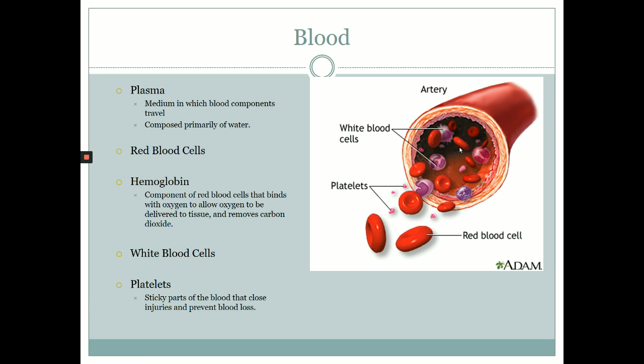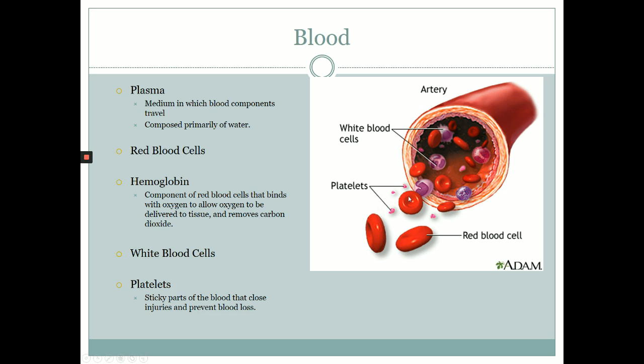Plasma makes up roughly 55% of blood volume. Plasma is comprised of mostly water and is what blood flows in. Red blood cells make up 40% of blood volume and are responsible for transporting gases. Hemoglobin is a protein on red blood cells that oxygen attaches to so that it can be transported to cells and tissue. Hemoglobin also transports carbon dioxide out of the body.